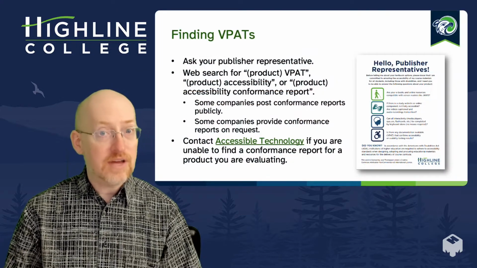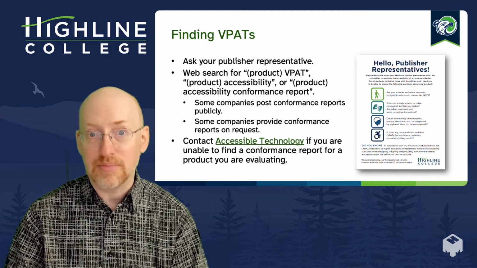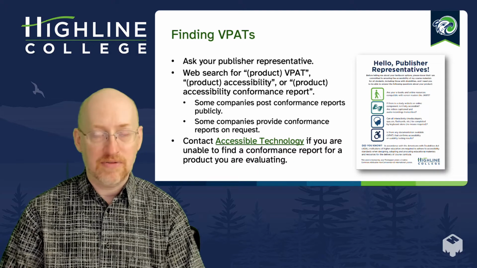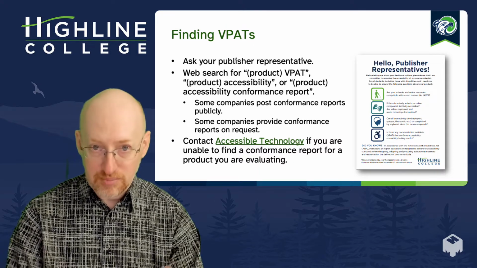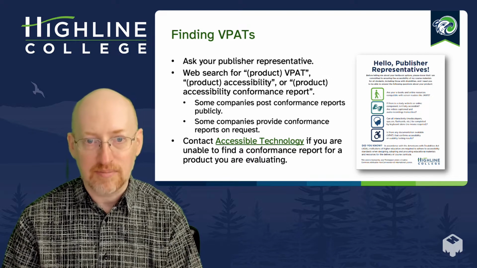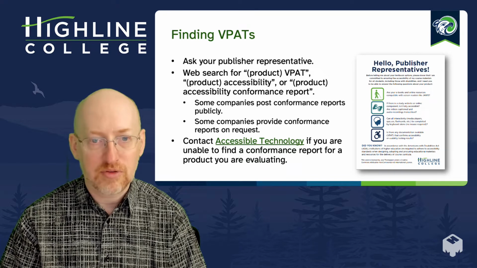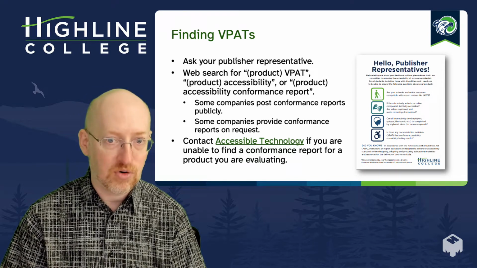Now, when you're looking for VPATs, first thing to do, especially if you're looking at textbooks, is ask your publisher representative about VPAT support for their product. If you're looking at software, you can do a web search for just the product name VPAT or accessibility conformance report. Some companies will post their performance reports publicly. Other companies ask that you email them to get a copy of the performance report, and they'll send it to you then.